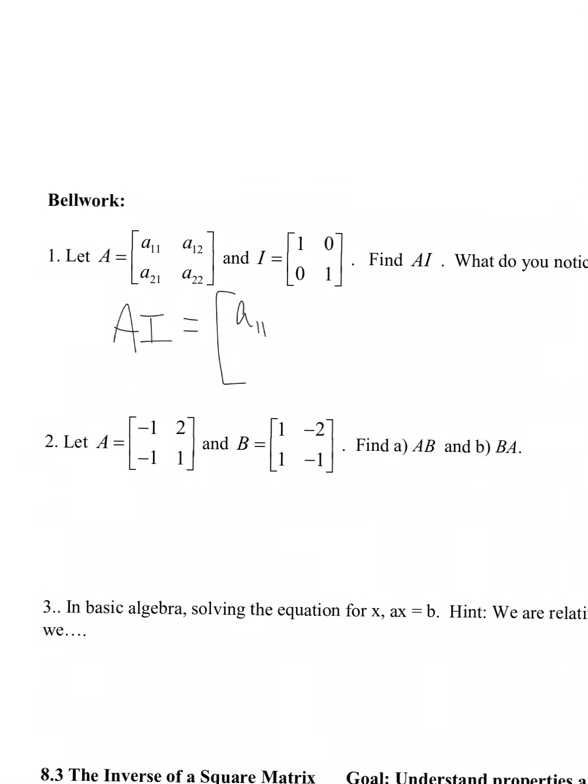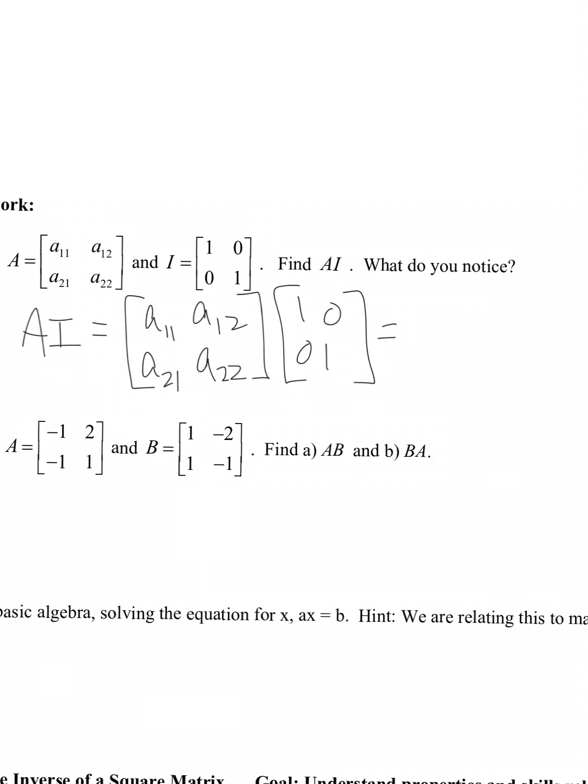we have A11, A12, A21, and A22. I'm just listing these. That's our first matrix. And if we multiply that by the identity matrix, we'll put the equal sign. Now we go ahead and go through the multiplication. We have a 2 by 2 times a 2 by 2, and as we practiced, we know that's going to give us a 2 by 2.